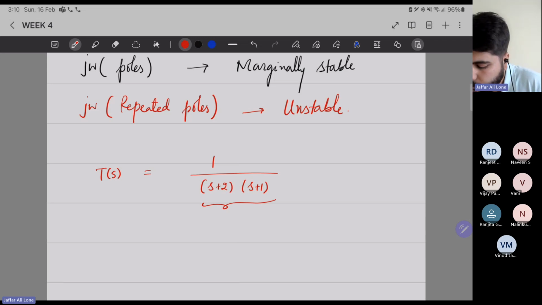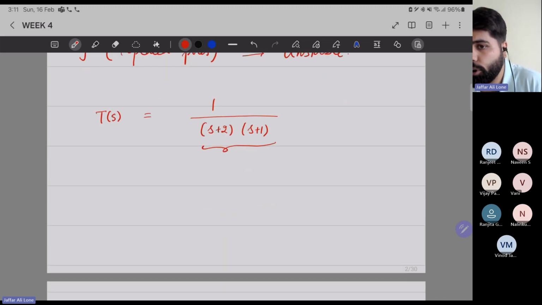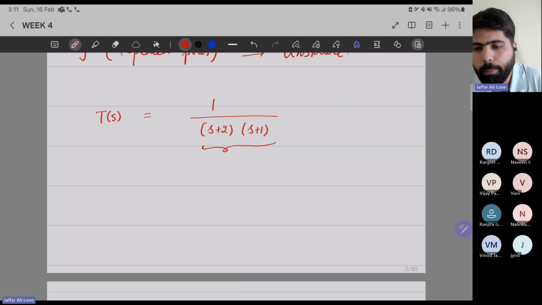But sometimes you have a characteristic equation of order more than three. Even if you have order three, you will be able to find the roots of this characteristic equation and judge whether my system is stable or not. But sometimes it's very difficult to solve the characteristic equation because it is of fifth order or sixth order. In that case, how will you check whether my system is stable or not?